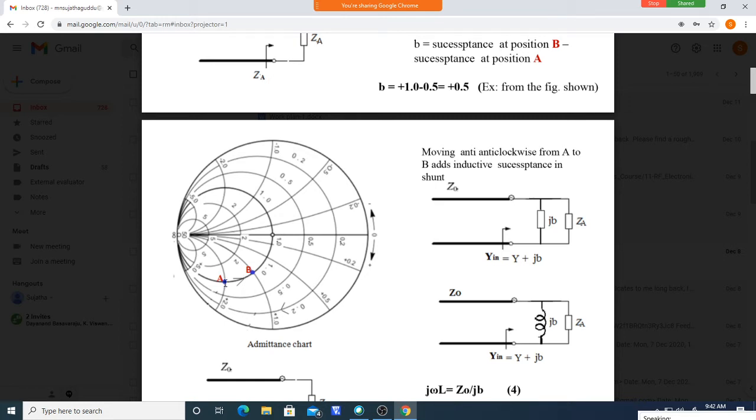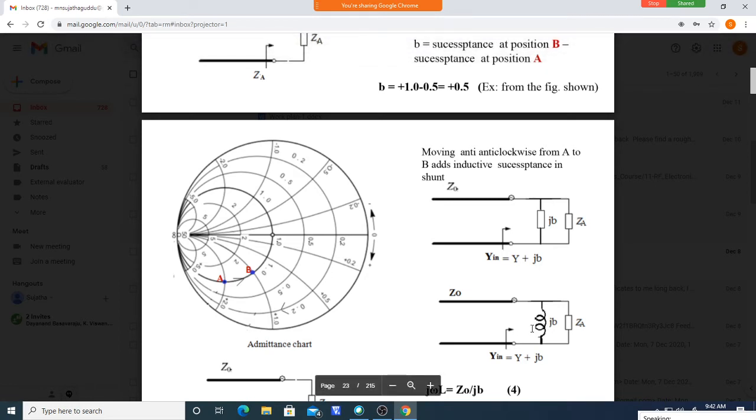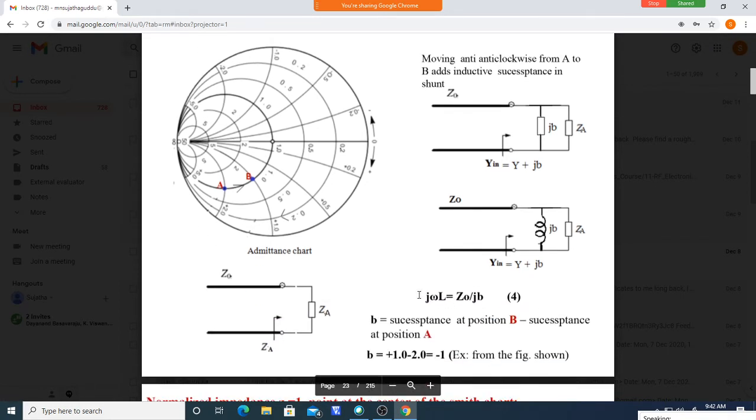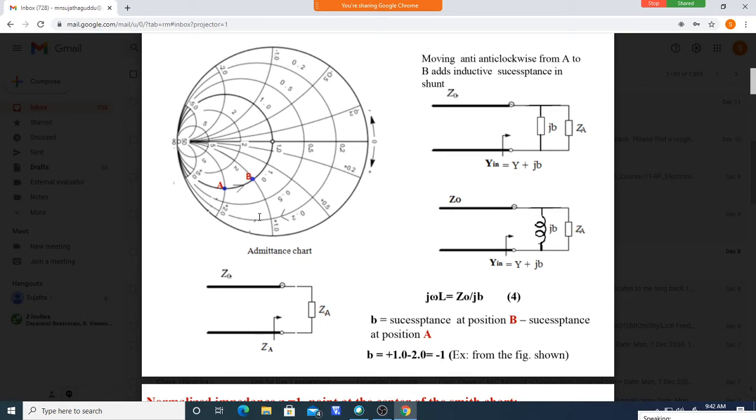For example, we are moving on the conductance circle in the anti-clockwise direction, like this. Which element does it add? It adds an inductor in shunt. What is the value of the inductor? That you can find from this equation. You should use this procedure while doing impedance matching to calculate the inductor value.